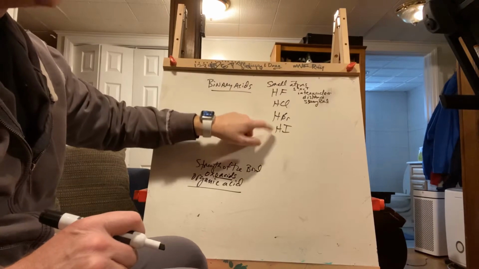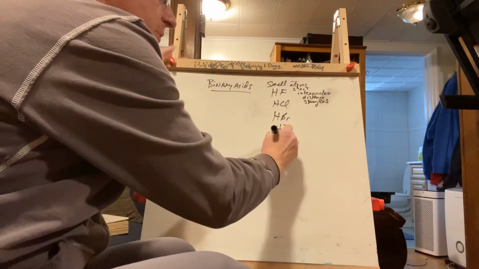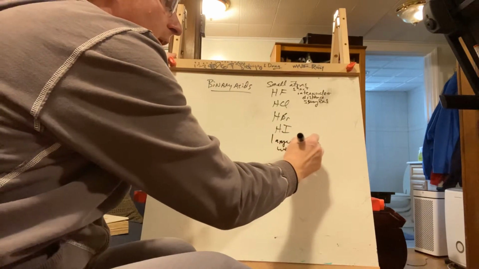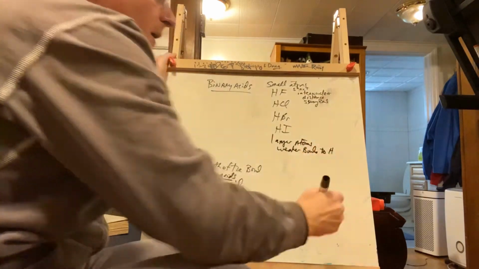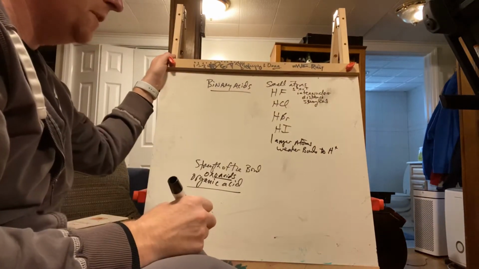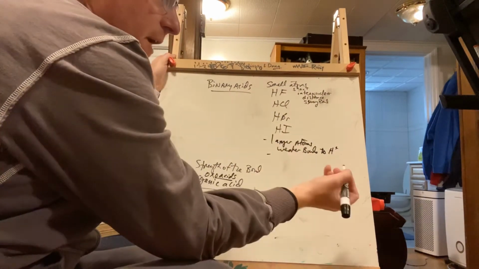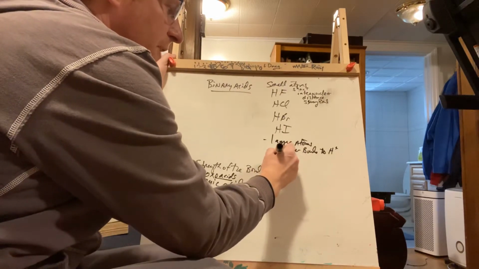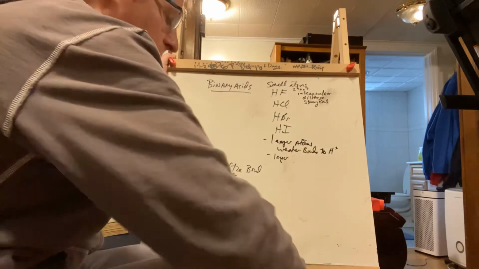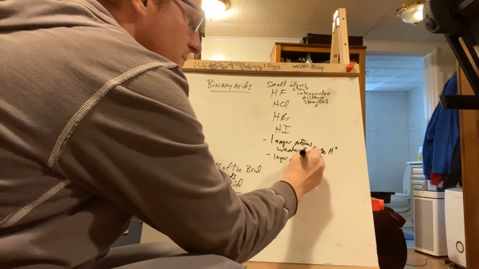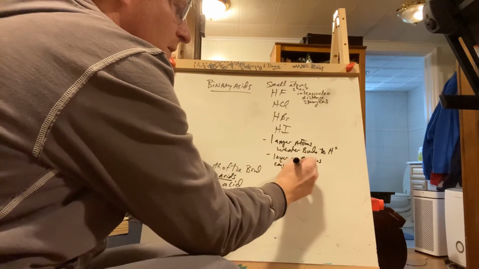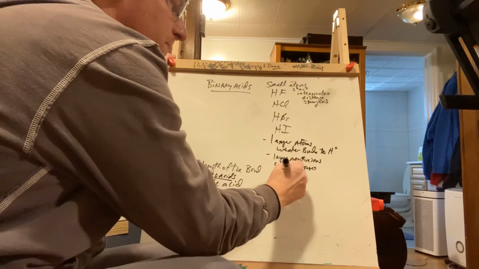Whereas with these three, HI will be your strongest. The larger atoms have weaker bonds to H, making it more likely for H plus to pop off and leave an I minus. Also, as a side note, the larger negative ions that are the conjugate bases are stable in solution.